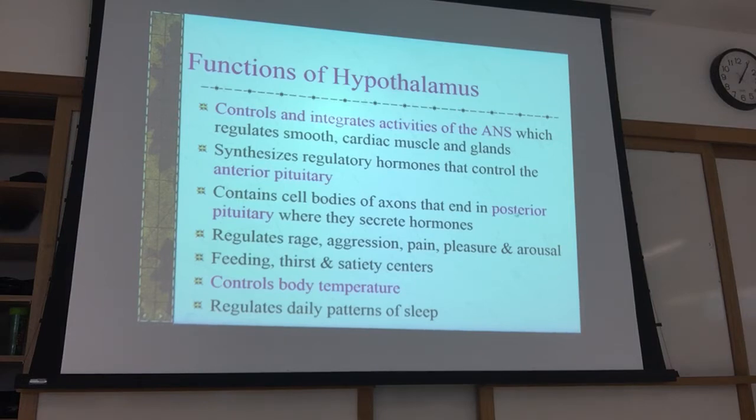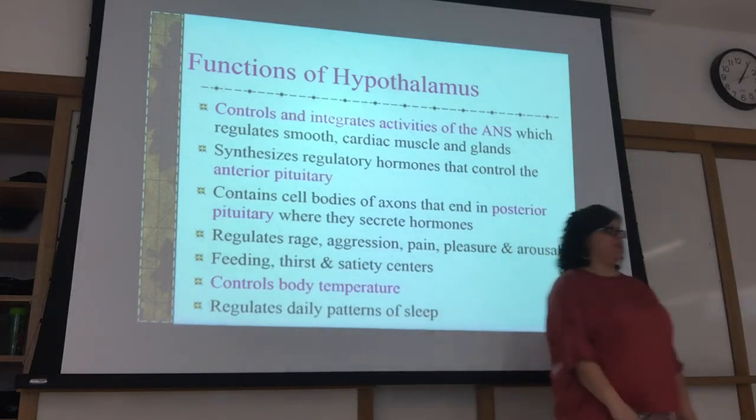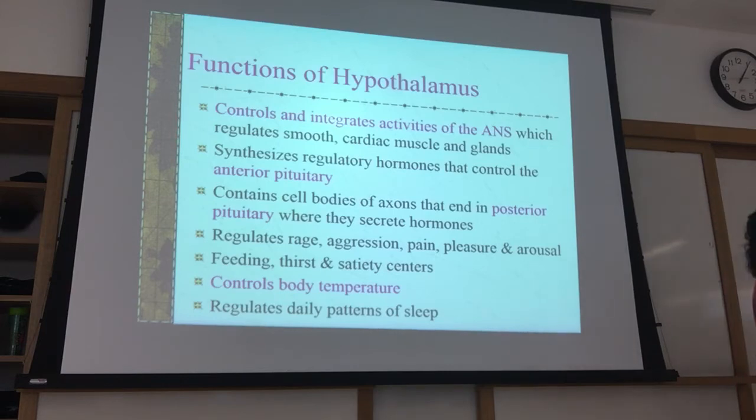As I said, it's going to regulate the pituitary gland. The pituitary gland has an anterior and a posterior portion. It's going to control and integrate the activities of the autonomic nervous system. And it's also going to play a big role in controlling your body temperature. There's so many different things. I've just highlighted a few.